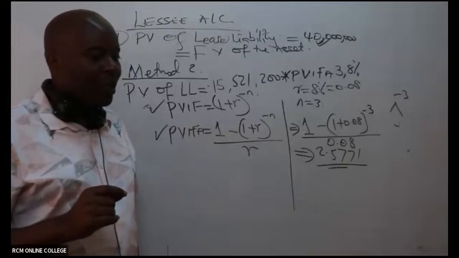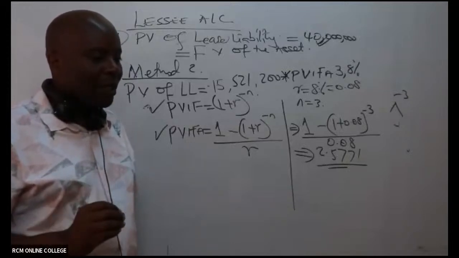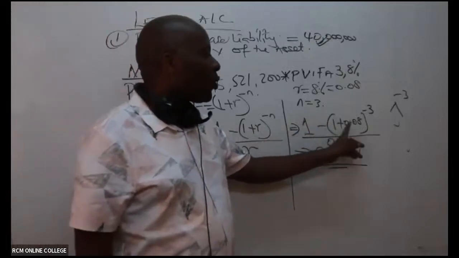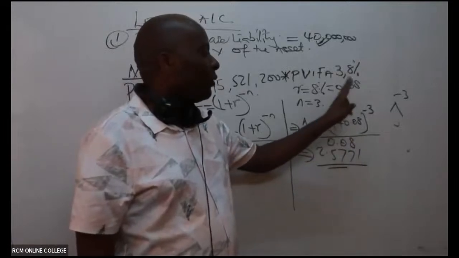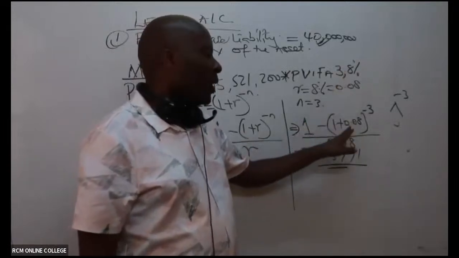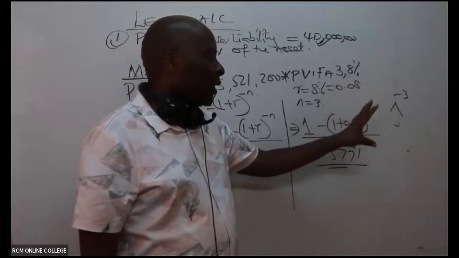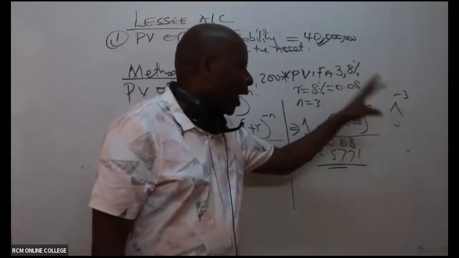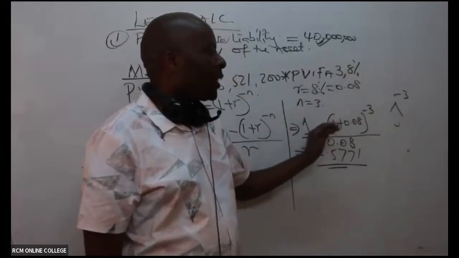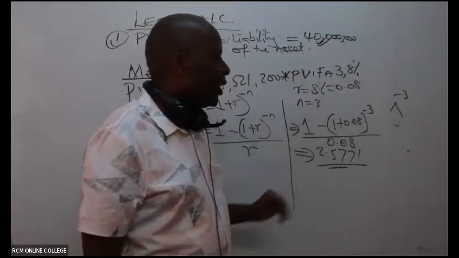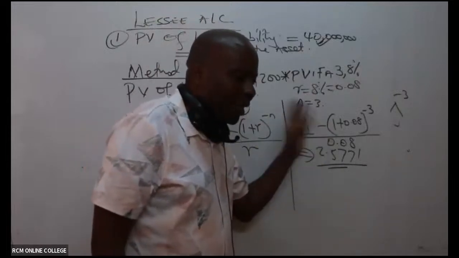Then you can start with this 1.08. You say raised to negative 3. You start with the brackets: 1.08 raised to negative 3. You say equals first, and then you say 1 minus that answer, and then you say equals. After you say equals, whatever you get, you divide by 0.08.